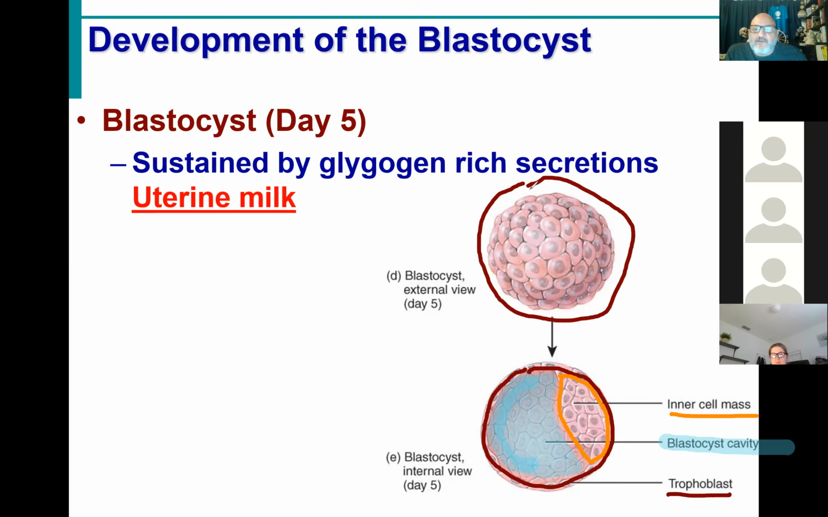So we have an outer layer of cells. All these cells that we're seeing here on the outer surface is the trophoblast cells. Then we have our inner cell mass and a big hollow space known as the blastocyst cavity.